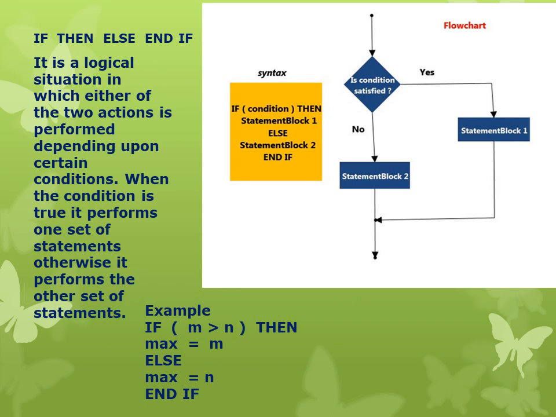The flowchart for If Then, Else, and End If is given. It is a logical situation in which either of the two actions is performed depending upon certain conditions. When the condition is true, it performs one set of statements. Otherwise, it performs the other set of statements. Example: If m > n then max = m, else max = n, End If.